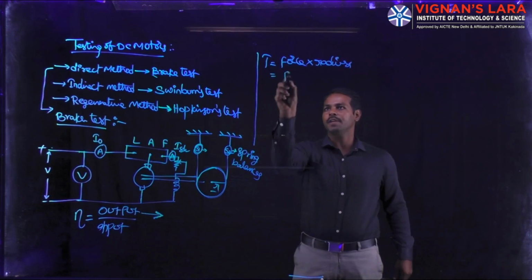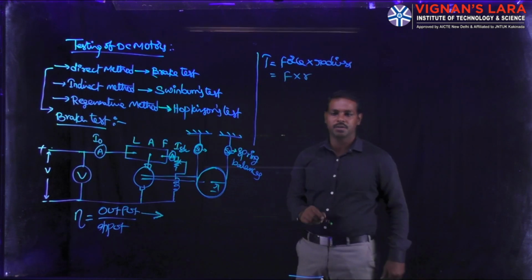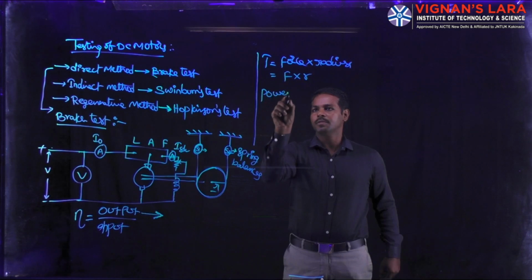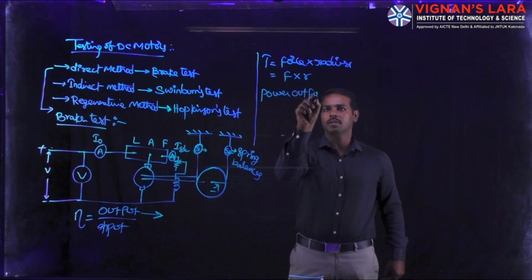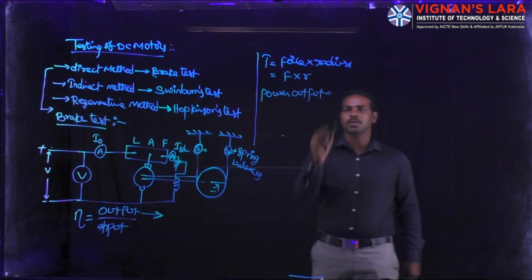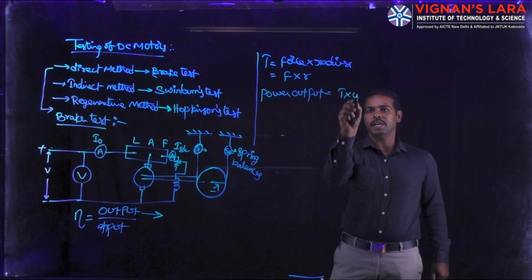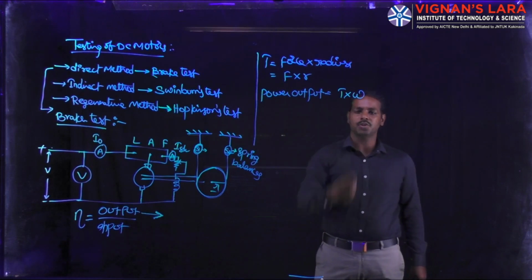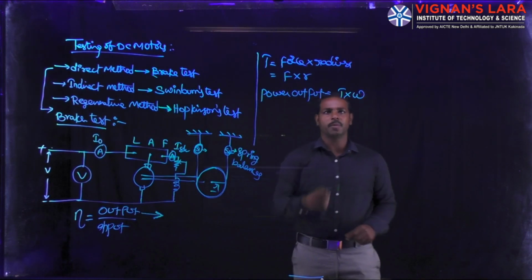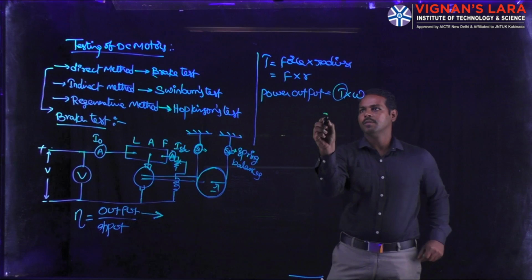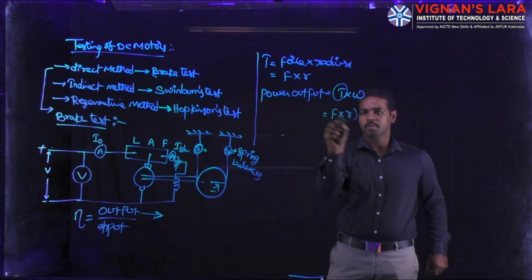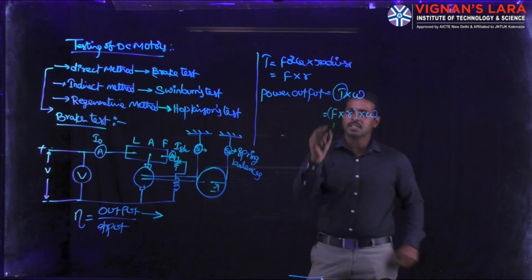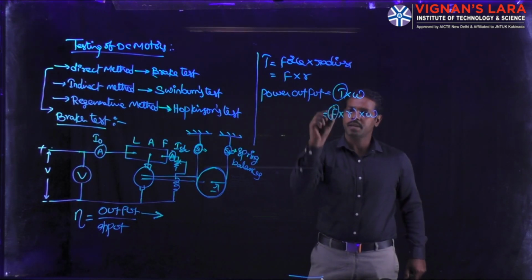So which is equal to F into R. Another one is power output. The power output of a motor is equal to torque into angular speed or angular velocity, which is denoted by T into omega. So torque is equal to F into R, multiplied with omega. First of all, we can find out the force developed in a motor.